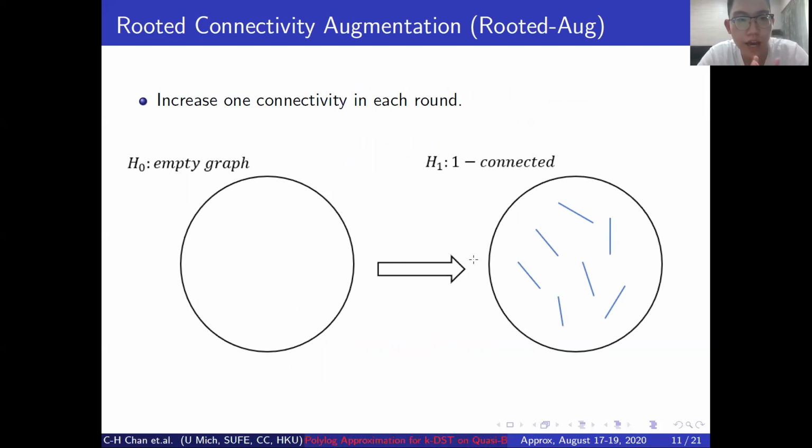So first, I will introduce the high-level idea of our proposed algorithm, which is rooted connectivity augmentation. The idea of rooted connectivity augmentation is very simple: in each round we just find some edges, so that the newly formed graph increases the connectivity by at least one for each terminal vertex. In this example, if the initial graph H0 is an empty graph, then in this round we will try to find some edges, and H1 will become a one-connected graph.